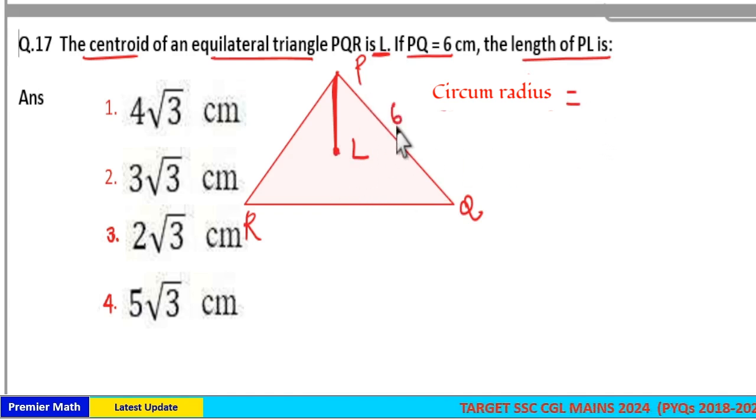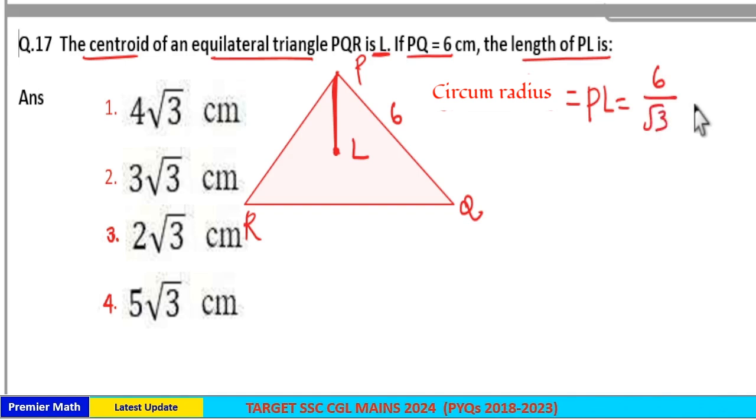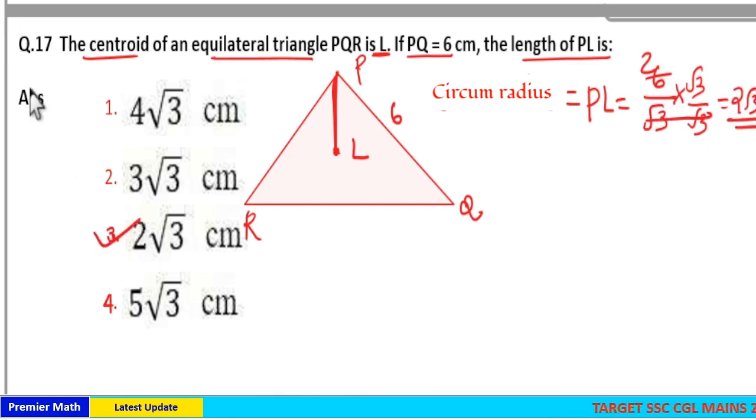Here the side is equal to 6 cm. So the circumradius, meaning the length of PL, is equal to 6 divided by root 3. Now, if you multiply by root 3 over root 3, 3 goes 2 times in 6. So 2 root 3. Length of PL is equal to 2 root 3. Option 3 is your answer.